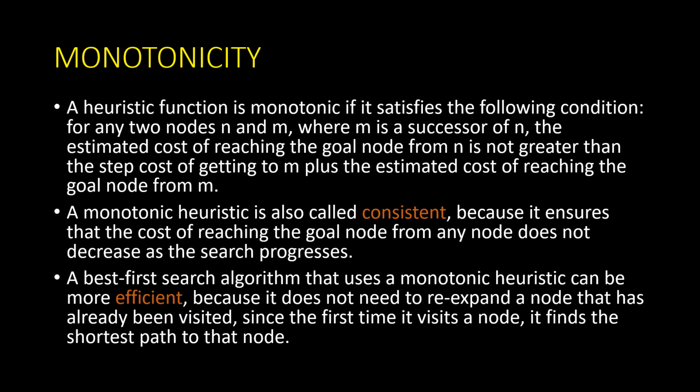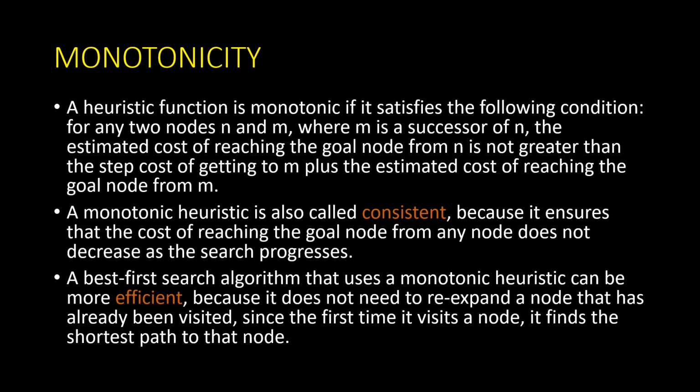What is monotonicity? Let's say a heuristic function is monotonic if it satisfies the following condition: for any two nodes n and m, where m is the successor of n, as we have seen in the previous example, we have initial node I and the other nodes A, B, and C. A, B, and C are the successors of the initial node I. So for the initial node I and the successor nodes A, B, and C, the estimated cost of reaching the goal node from n is not greater than the step cost of getting to m plus the estimated cost of reaching the goal node from m.